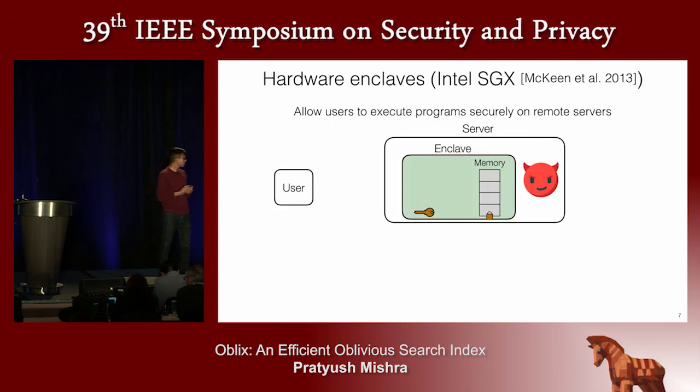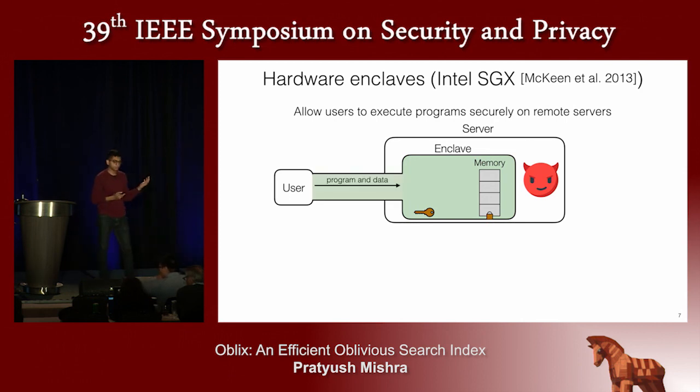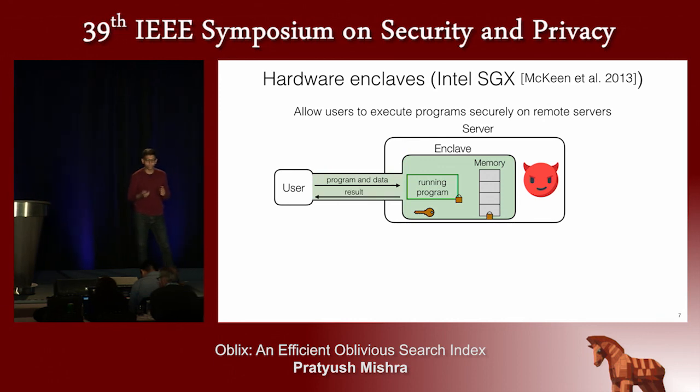Let's quickly recap what hardware enclaves do. They allow a user to outsource execution of their program to some possibly malicious remote server in such a way that the adversary doesn't learn information about the program execution. In more detail, the user is able to establish some secure channel with the enclave, and they can then send the program and data over this channel. The enclave runs the program and sends back the result.